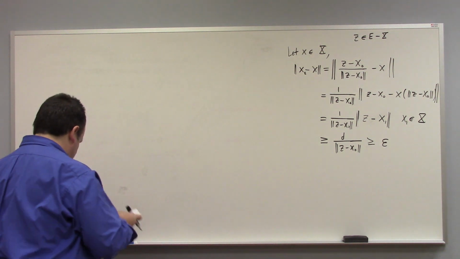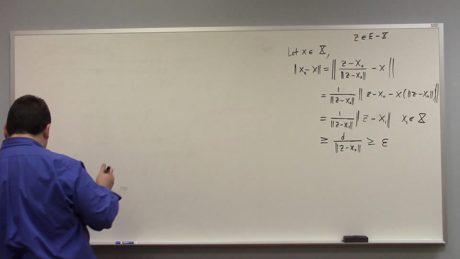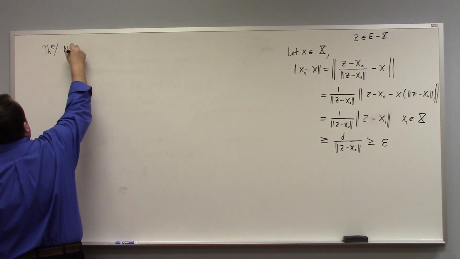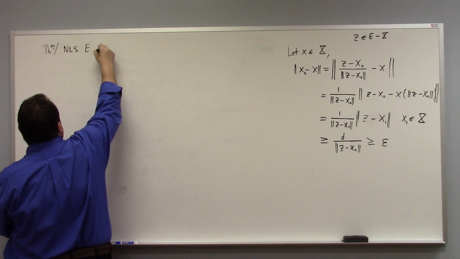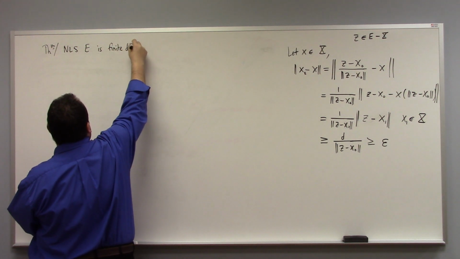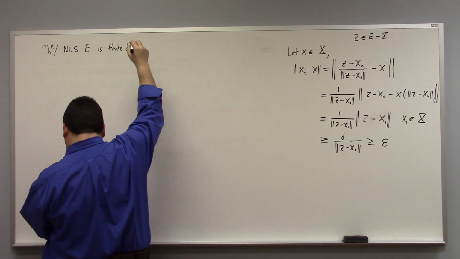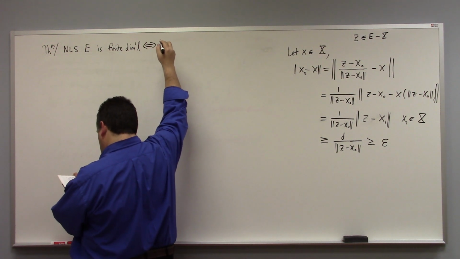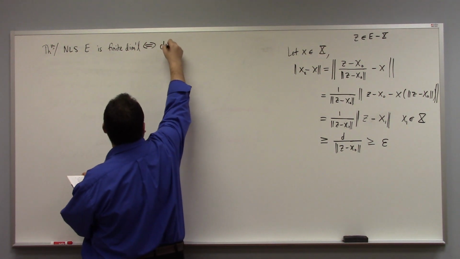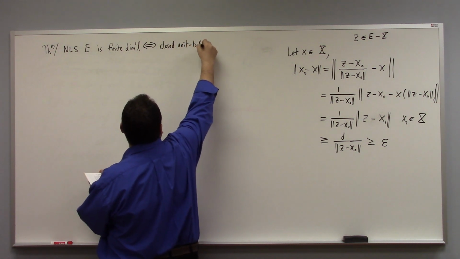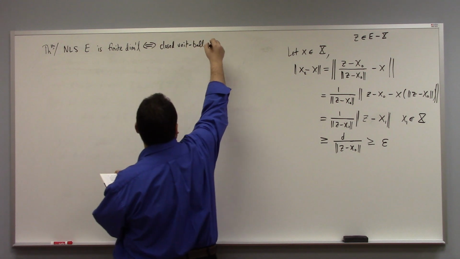So, a normed linear space E is finite dimensional if and only if the closed unit ball in E is compact.